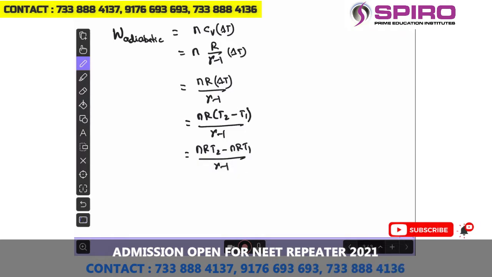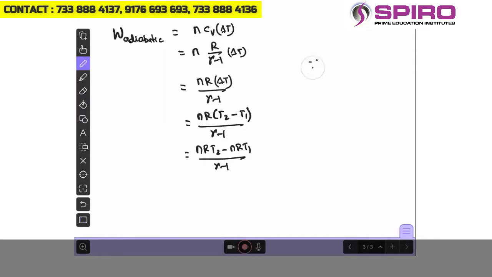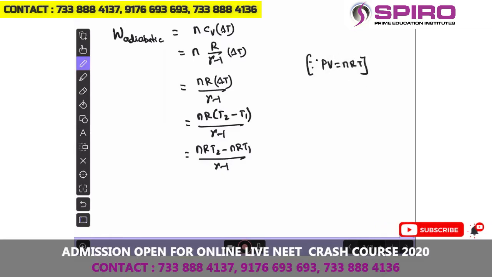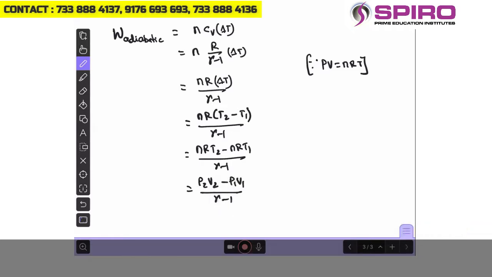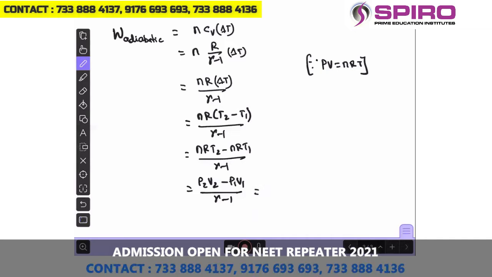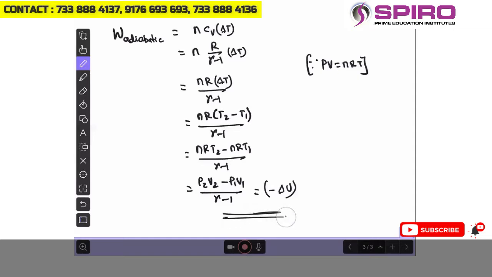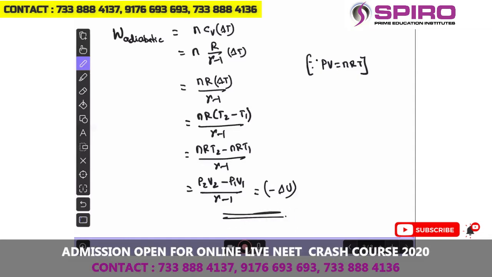And according to the ideal gas equation, we know PV equals nRT. Since PV equals nRT, you can also write it as P2V2 minus P1V1 divided by gamma minus 1. And according to the adiabatic process, the work done is minus delta U. The minus indicates internal energy is decreasing with positive work done, and vice versa. This is the way you can state the adiabatic equation.